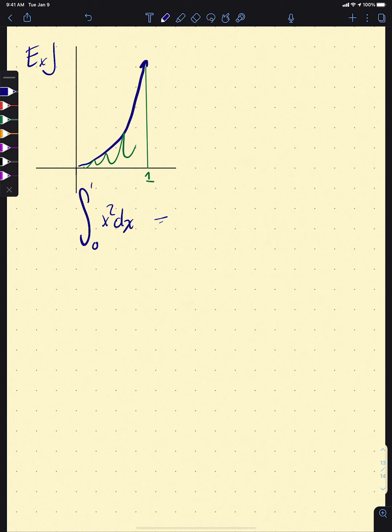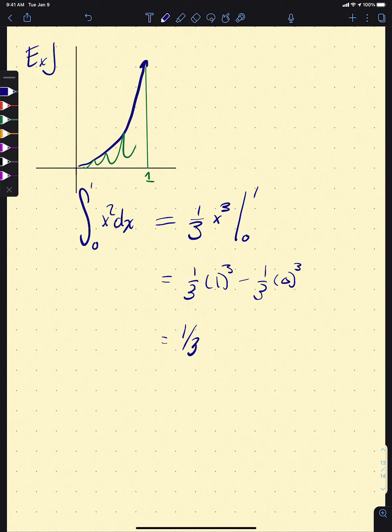Well, we need to take an antiderivative, right? That's what the fundamental theorem of calculus allows us to do. So it's going to be 1/3 x cubed, which is our antiderivative of x squared, evaluated from 0 to 1. But what's really nice is when you evaluate this at 0, it just goes away, right? So it's going to be 1/3 times 1 cubed minus 1/3 times 0 cubed, or 1/3, which is precisely what we guessed using our Riemann sums, right? Using those Riemann sums, we got 1/3.